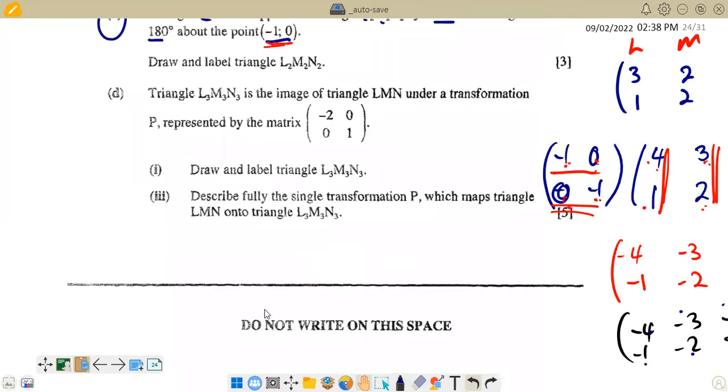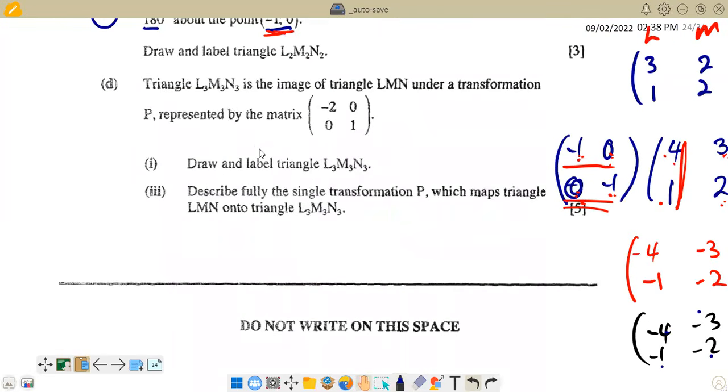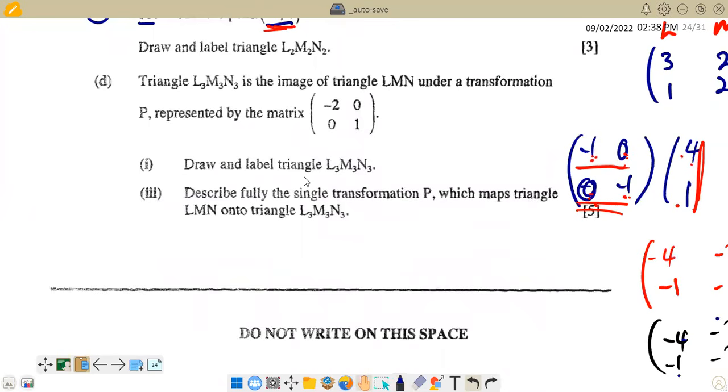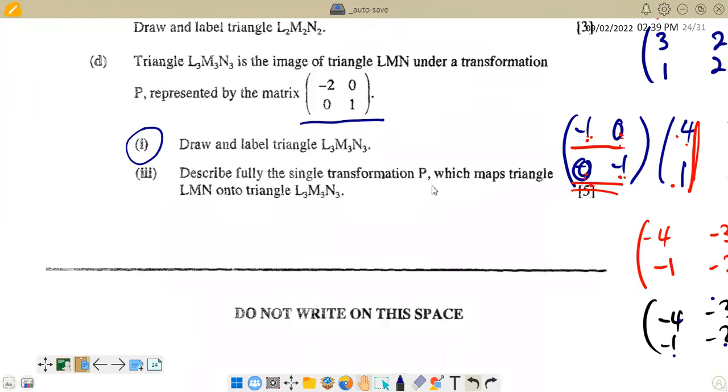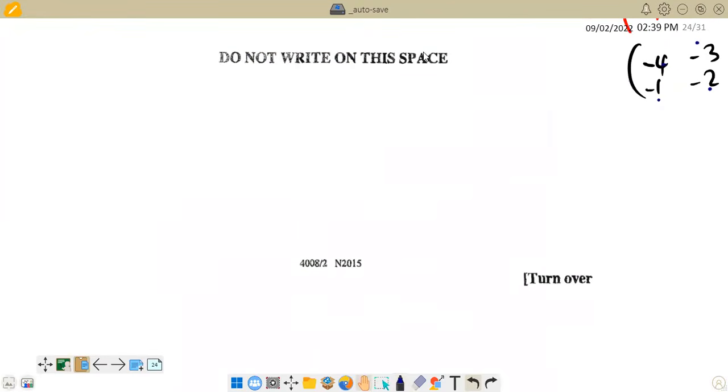On the D part, we are now given triangle L3, M3, N3 is the image of LMN under the transformation represented by the matrix. Take note, we are given the matrix again. Draw and label the triangle. Just like what we did previously, guys, we need our matrix. Here we do not have a center, we do not have anything. We just take our matrix directly. Matrix times object should give us the image. So the matrix is the one that we are given here.